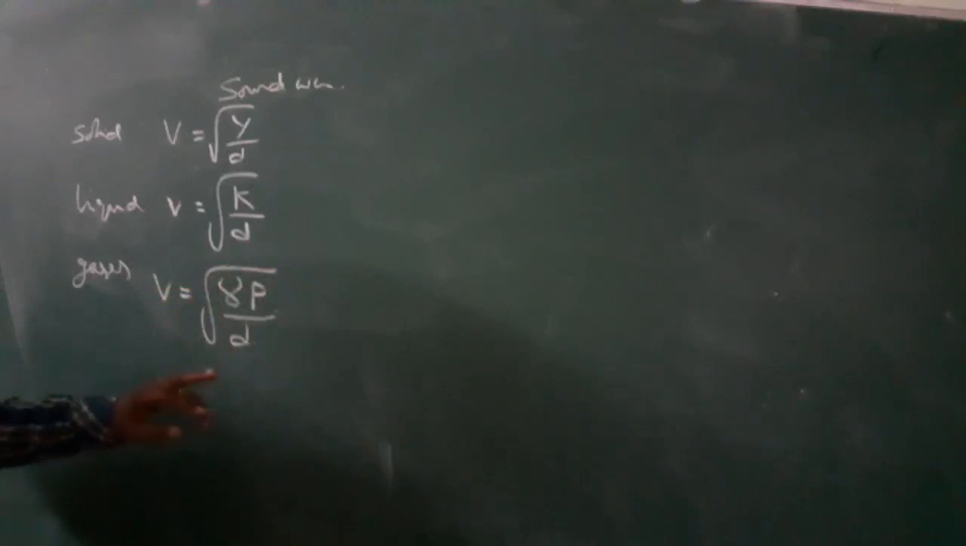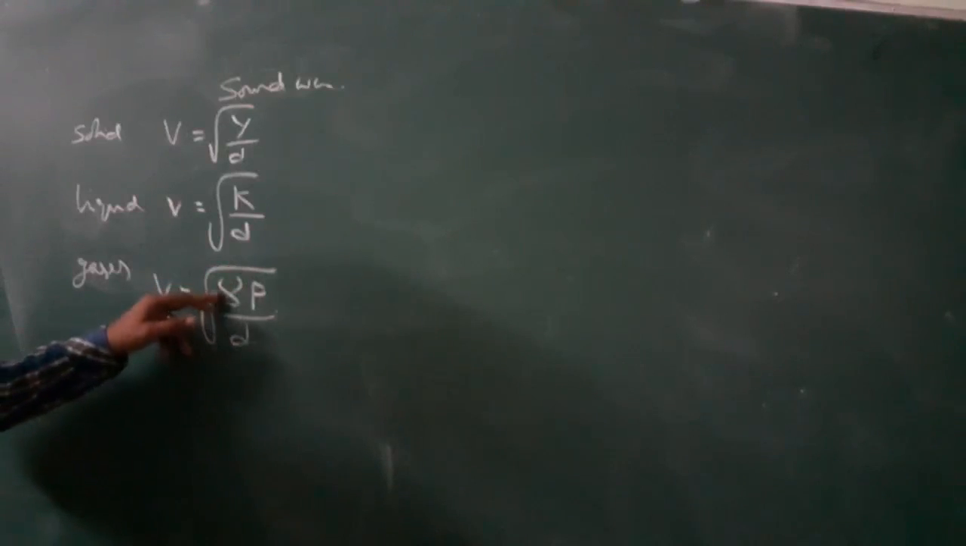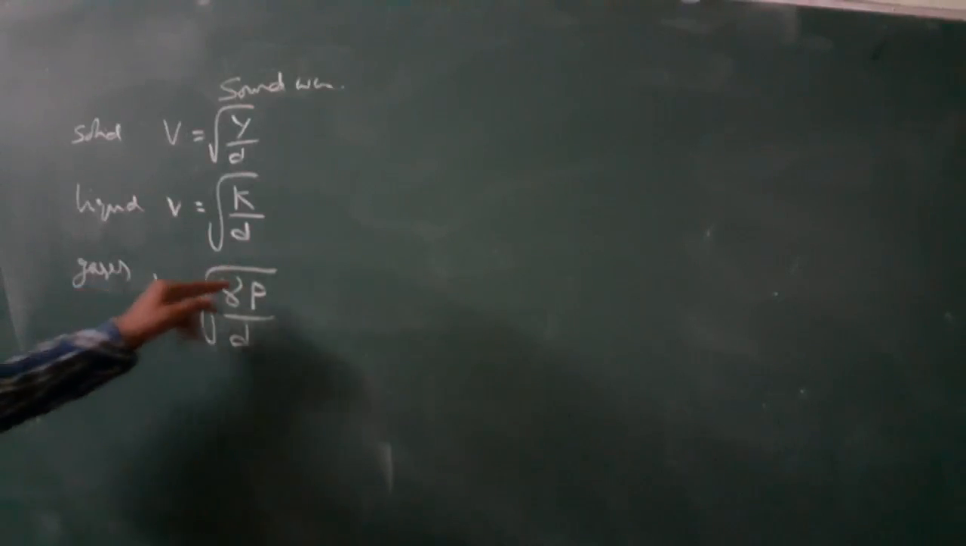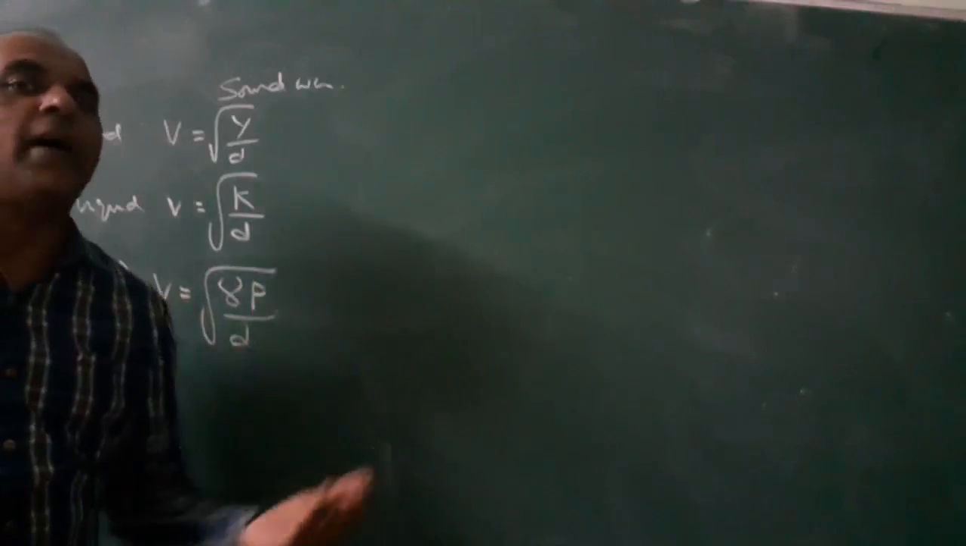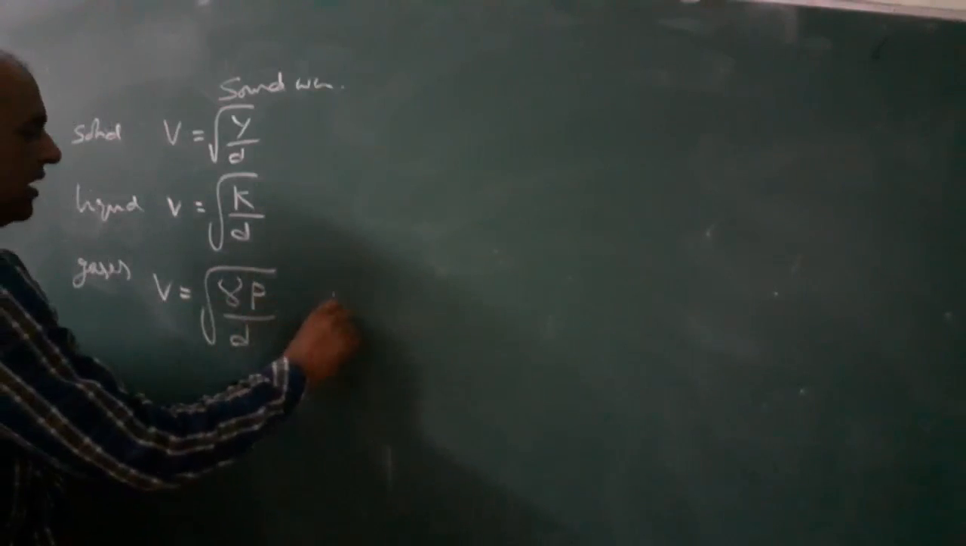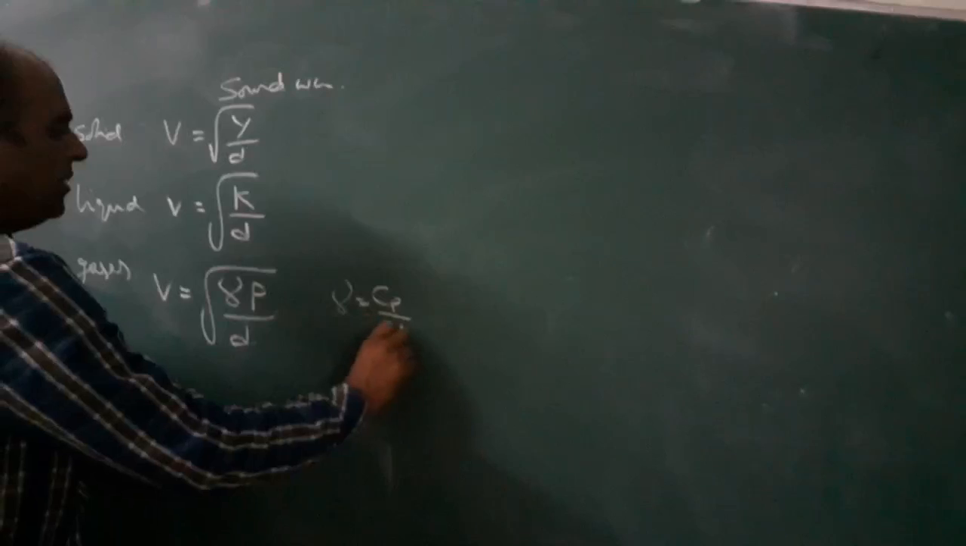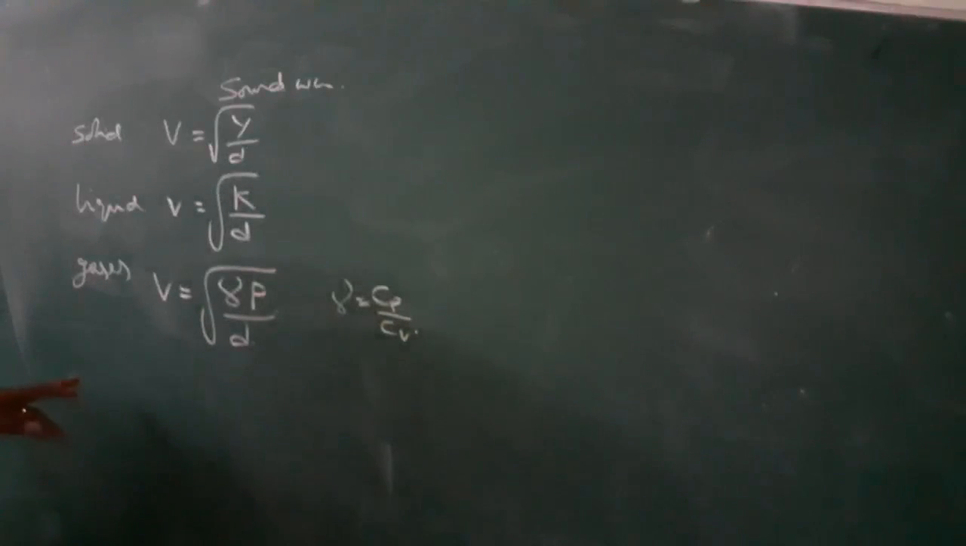Actually, Newton proposed P by D, and Laplace corrected it to gamma P by D, because sound traveling through air is an adiabatic process. That's why gamma P by D. Gamma is the ratio of the specific heats, Cp and Cv ratio.